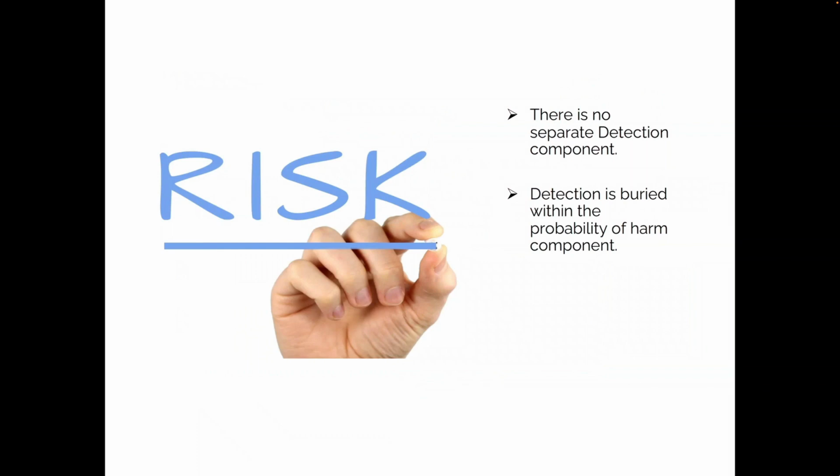Now, unlike FMEAs, within the risk management approach for the 14971, there is actually no separation of detection, no detection component buried in there. Very often in FMEAs you will see that detection component drawn out, but here it's actually buried in the next component, called probability of harm. You've got the severity, how bad something could potentially be. What's the probability of that actually turning into harm?